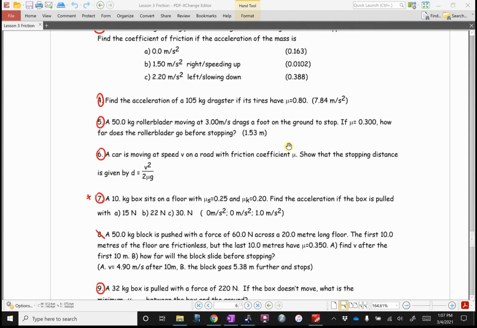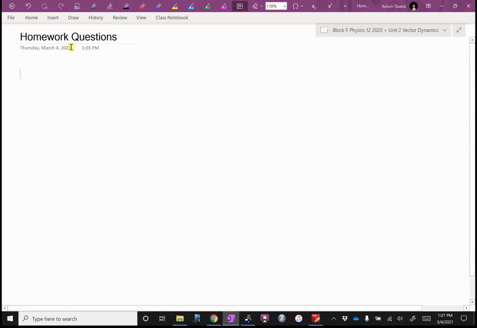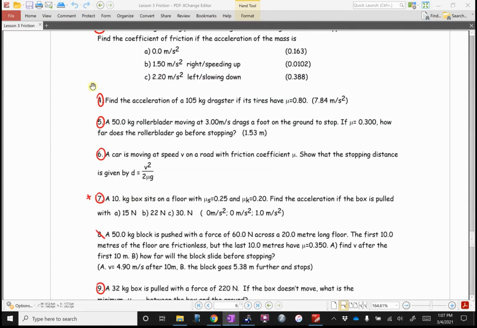Hey, Mr. Dewick here. I just wanted to talk about a couple of the questions from Lesson 3. These are ones a number of students have asked me about already. So Lesson 3, number 4, looks like this.